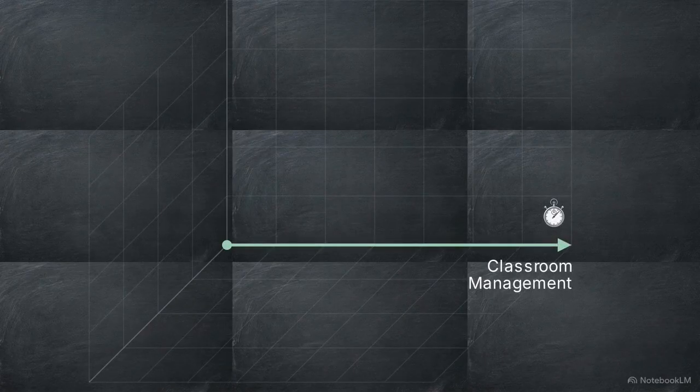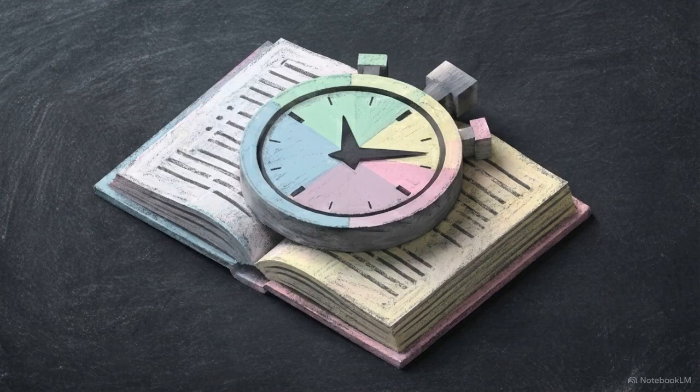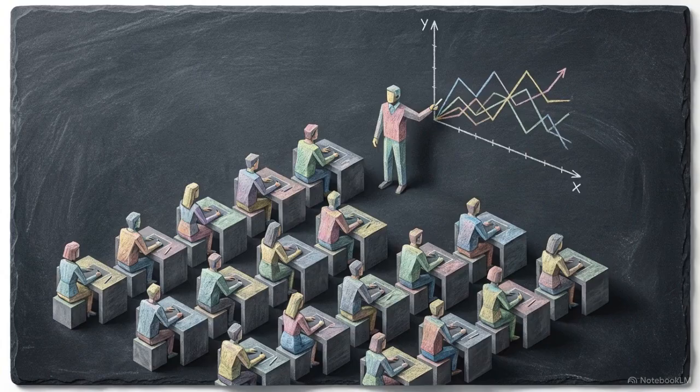The first axis is classroom management. The psychological mechanism driving this dimension is maximizing time on task. Teachers use clear routines and continuous monitoring to transition allocated class time into realized learning time.